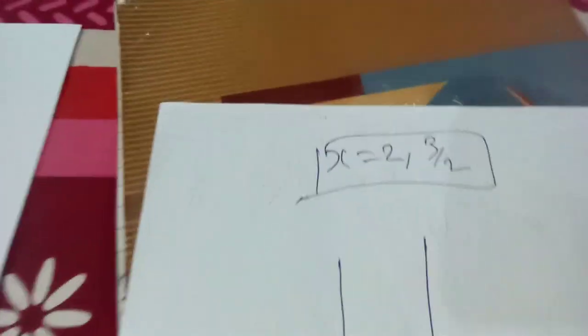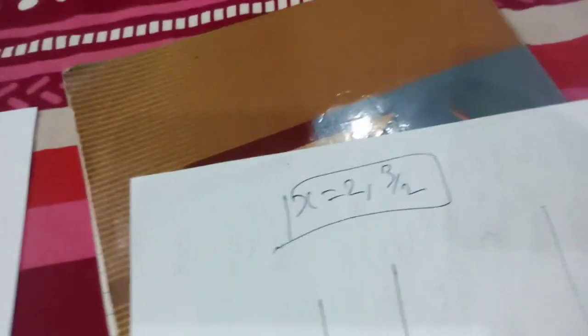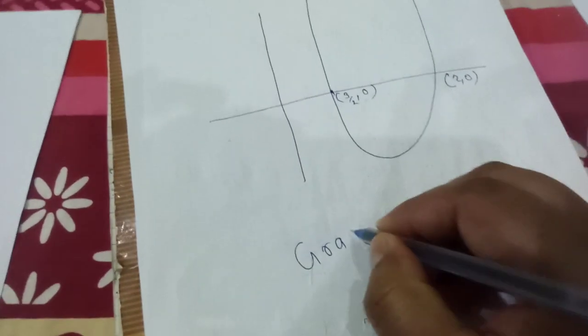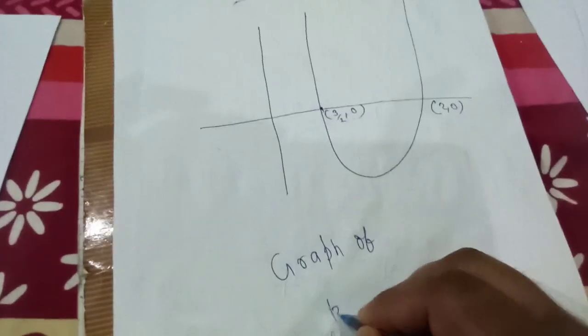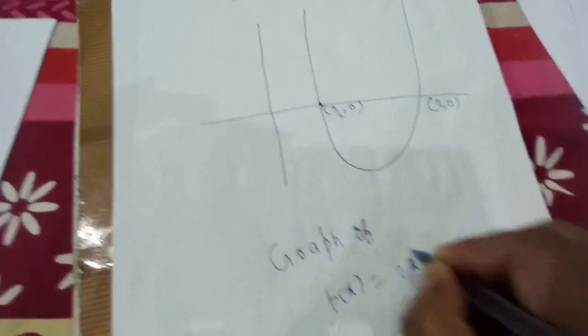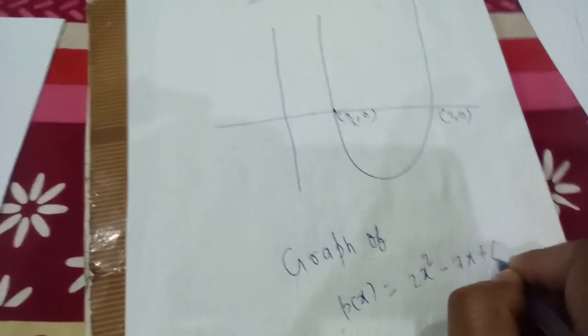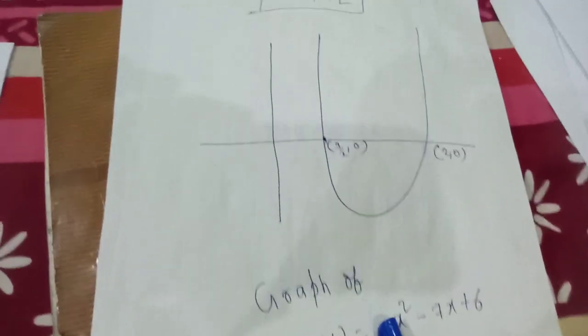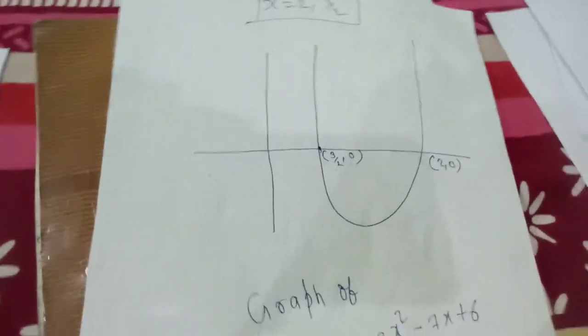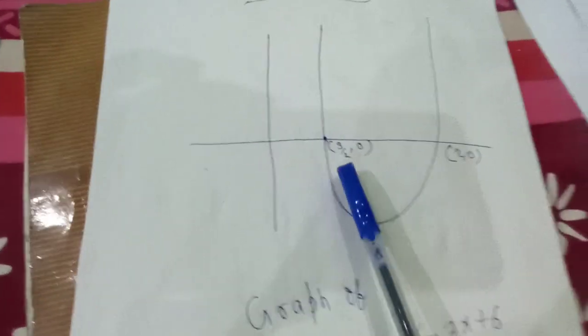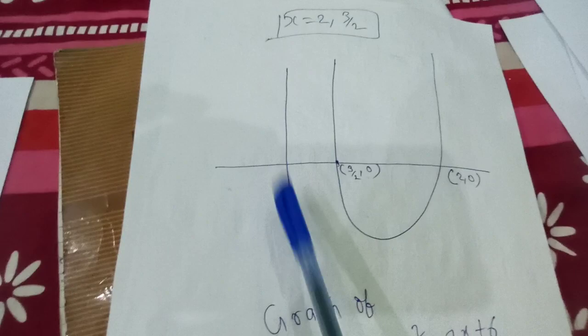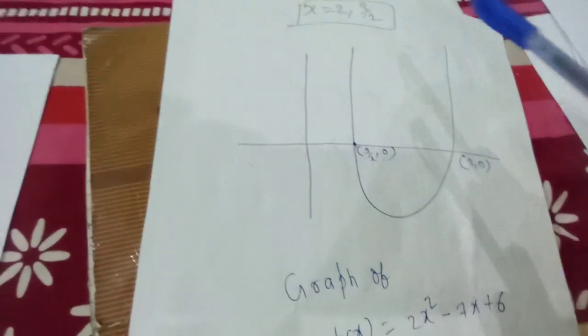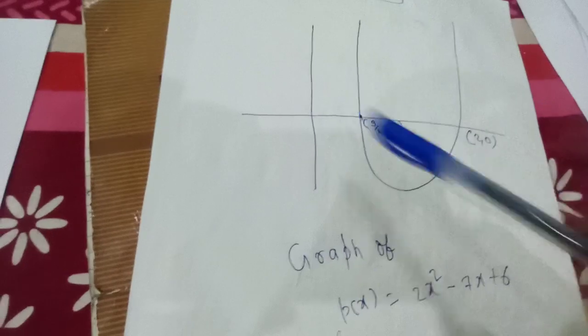So we found the two zeros here, x equals 2 and 3 by 2. And if you want to see the graph of the polynomial 2x square minus 7x plus 6, it will look like this. Here you can see that a is greater than 0, so this is a concave parabola, and we were getting two zeros, 3 by 2 and 2. So the graph of the quadratic will look like this.